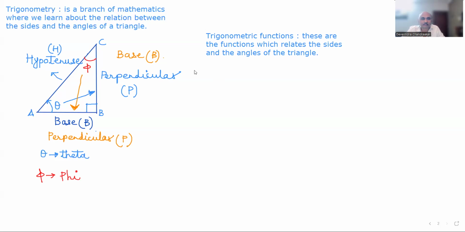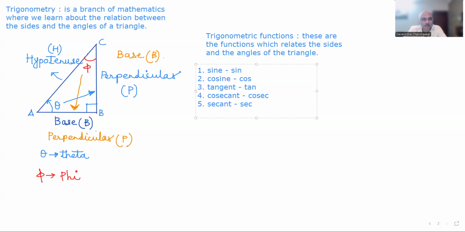So there are 6 basic trigonometric functions. I'll make you aware of all 6 of them, but we will be using only the first 3 today. The first function is sine, written as sin. The second one is cosine, written as cos. The third one is tangent, written as tan. The fourth one is cosecant, written as cosec. The fifth one is secant, written as sec.